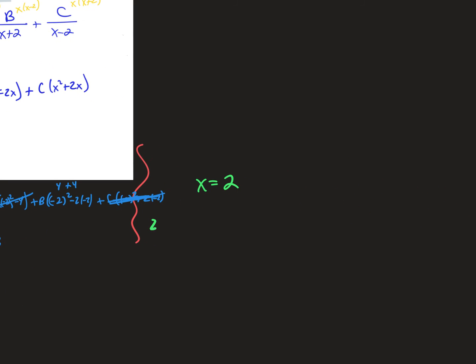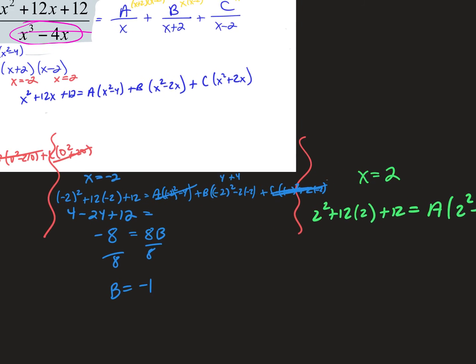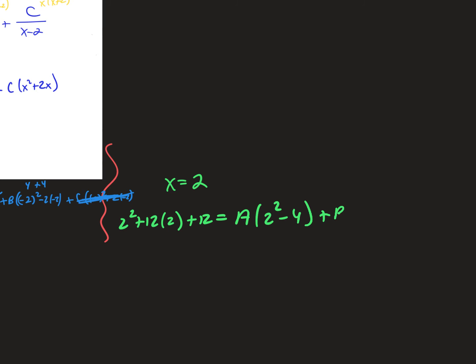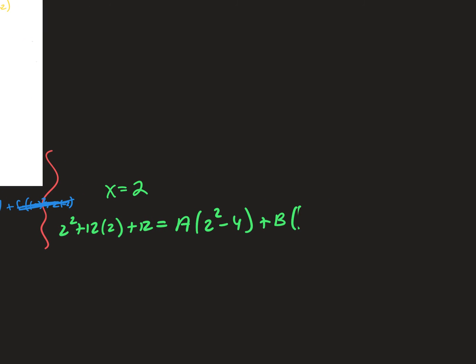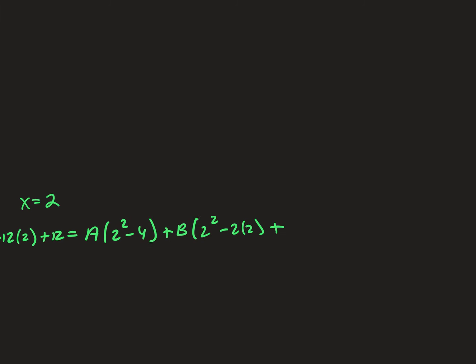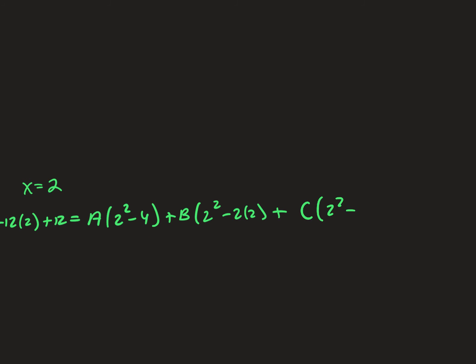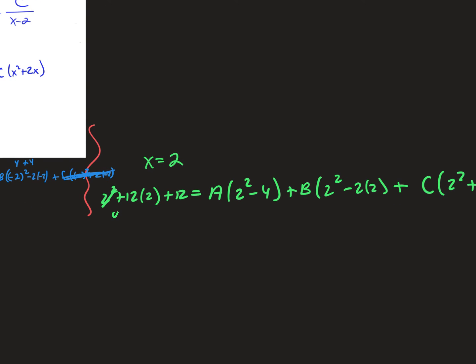All right, so 2 squared plus 12 times 2 plus 12 equals a times 2 squared minus 4, plus b times 2 squared minus 2 times 2, and then we have c times 2 squared plus 2 times 2. So 2 squared here is 4, plus 24, plus 12. What's 4 plus 24? 28, plus 12 is 40.